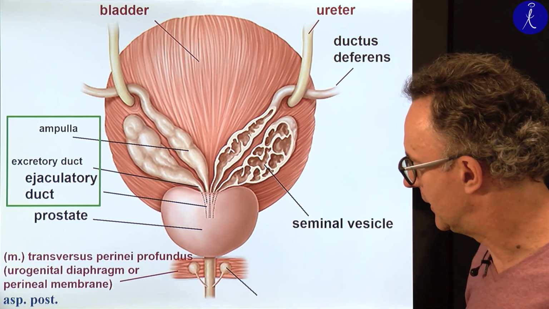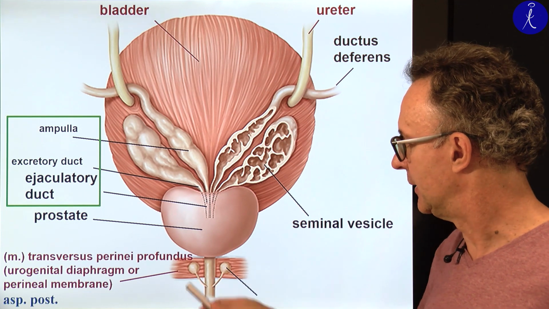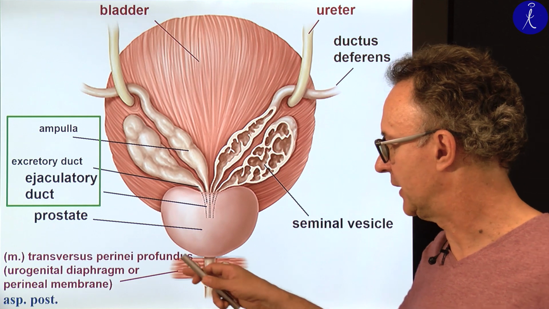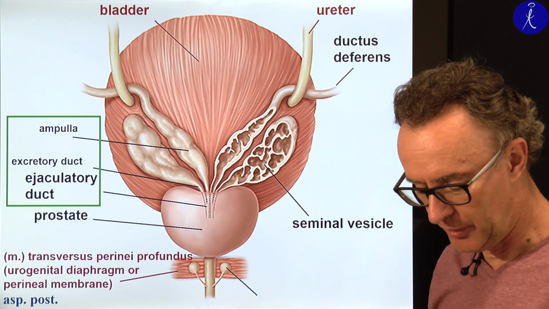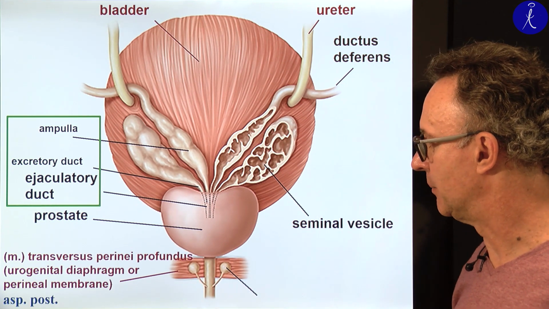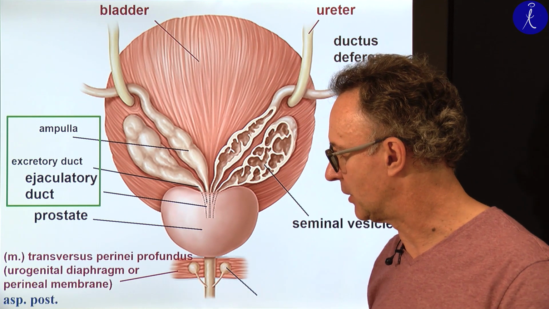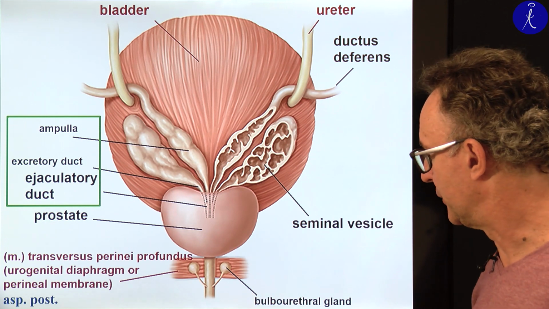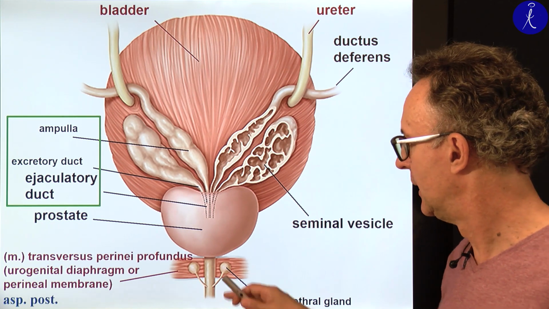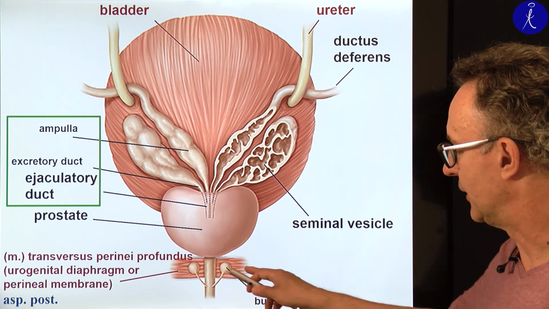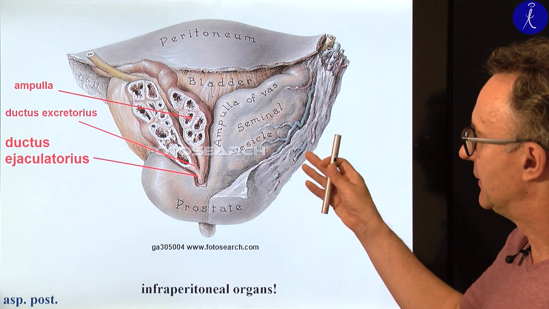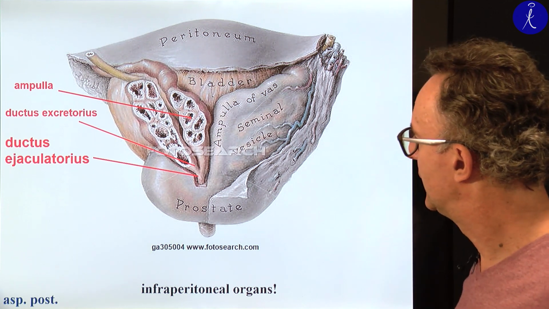Otherwise, below we see an important skeletal muscle, the transversus perineum profundus, with its two fascia layers above and below, called together the urogenital diaphragm or perineal membrane. This is the second layer of the pelvic muscles. And this is where, from below, the bulbo-urethral glands, the Cowper's glands, are embedded. Otherwise, they open into the urethra. This is still from posterior view.